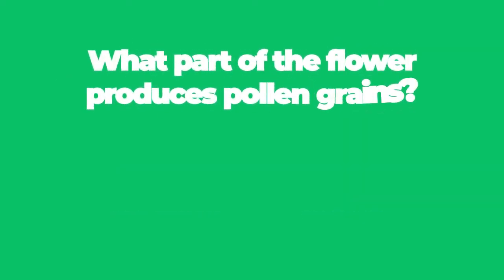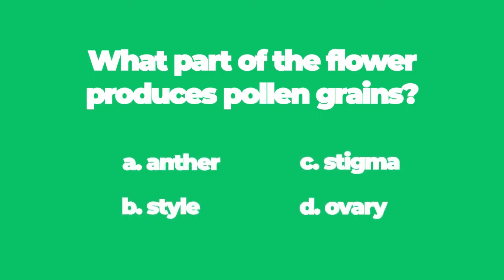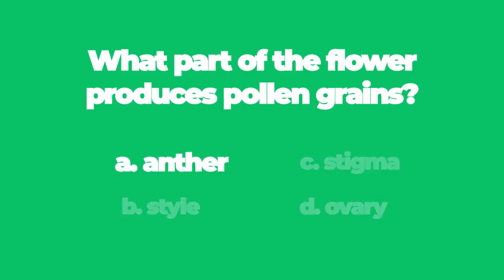Number 3. What part of the flower produces pollen grains? A, anther. B, style. C, stigma. D, ovary. The answer is A, anther.